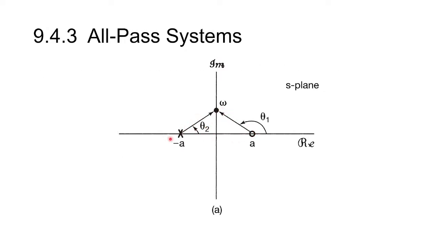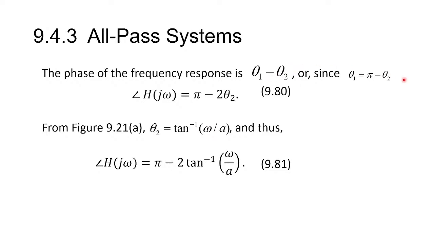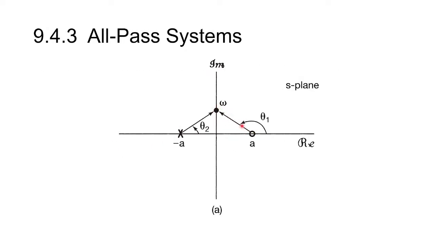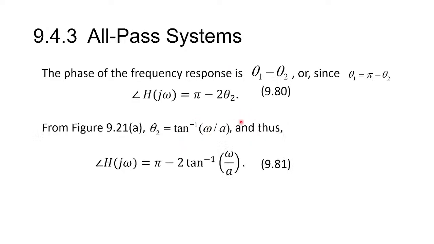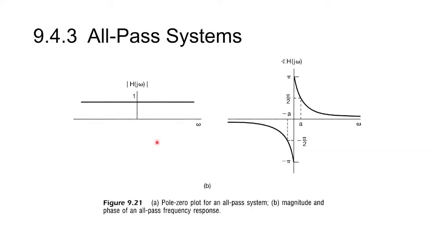Because this triangle has this side equal to this side, this is theta 2 and this is also theta 2. So we have theta 1 equal to pi minus theta 2, right? Just by geometry here. And then you think about your system function, and it should be this vector divided by this vector, so the angle should be theta 1 minus theta 2. But theta 1 is pi minus theta 2, so the total angle is pi minus 2 theta 2. Okay.